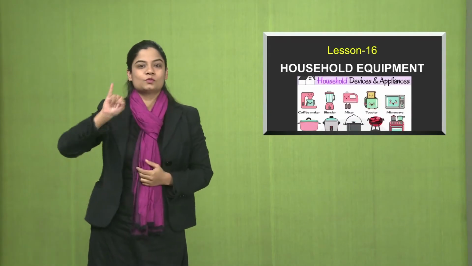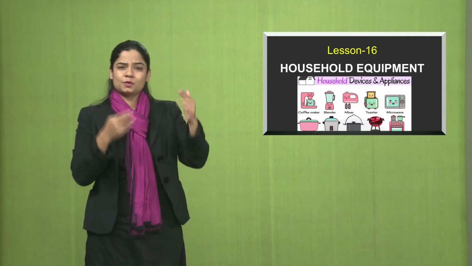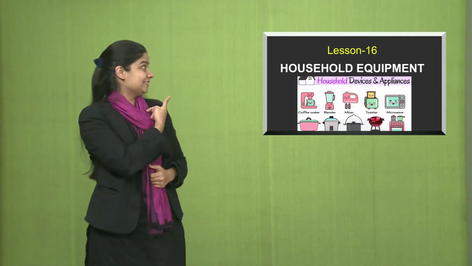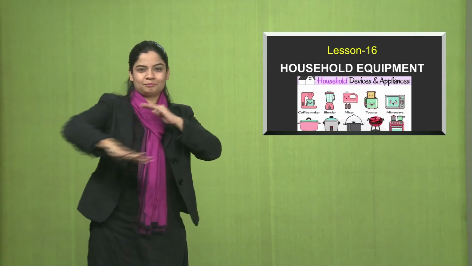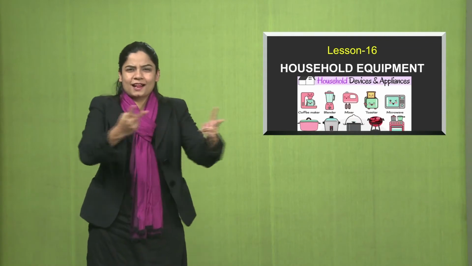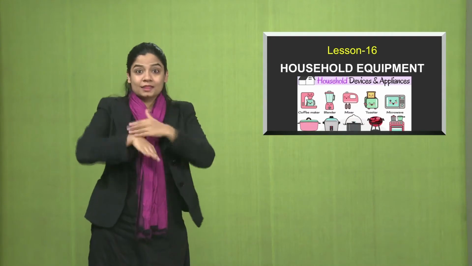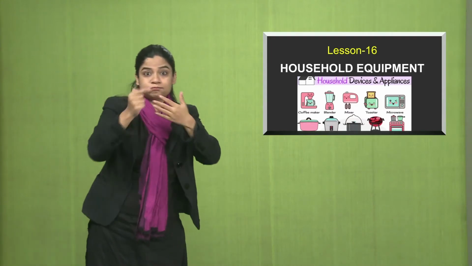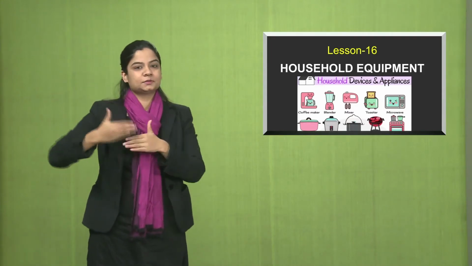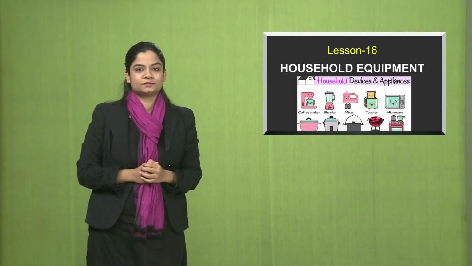The subject is Home Science, lesson number 16. The title of this lesson is, as you can see from the picture, Household Equipments, things that we use in our houses. There are so many things that we use. What things do we use? What are the reasons why we use them? We will discuss in this chapter.